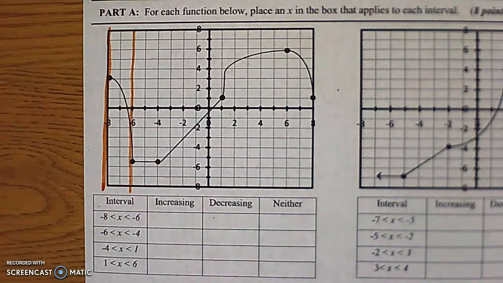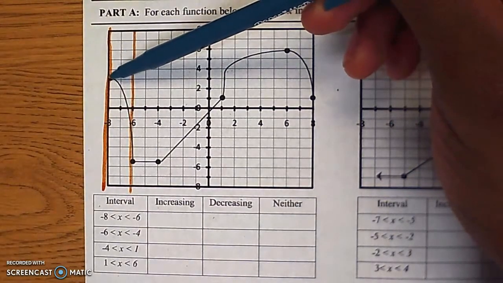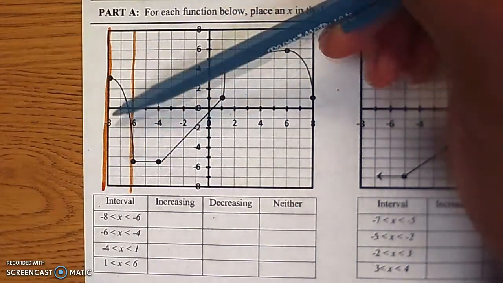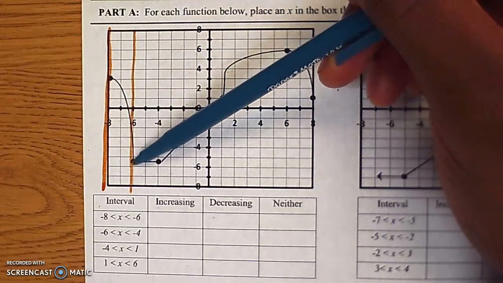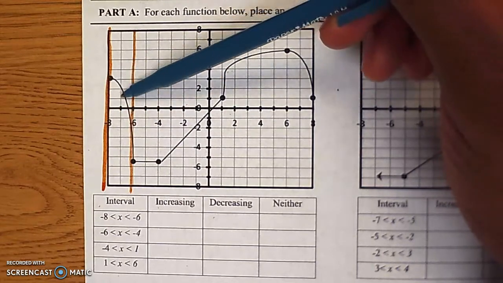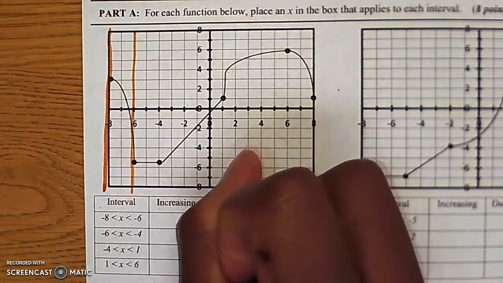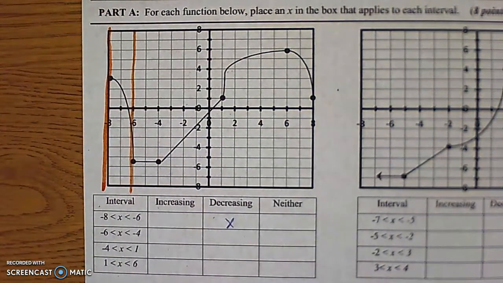And then it's saying, let's read the graph from left to right and see what's happening. As we travel from the left, starting here, to the right, notice what happens. As we do this, we're going down. So that indicates that between -8 and -6, we are decreasing. So we would put an X in that box. Okay, so that's really all we're doing.